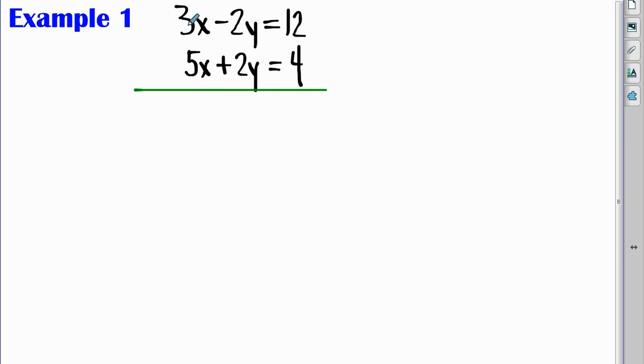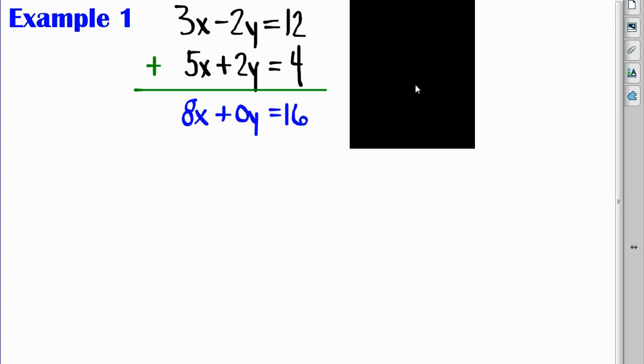If I look carefully, these ones I'm not as interested in because they're different coefficients on the x terms. But on the y terms, they both have a coefficient of 2, or at least 2 and negative 2. So when they're opposite like this, that's when we want to add, because when you add opposites, they create 0. So what you would end up getting here would be 8x. Now here, negative 2 plus 2 is 0. So you could write it as plus 0y equals 12 plus 4 is 16.